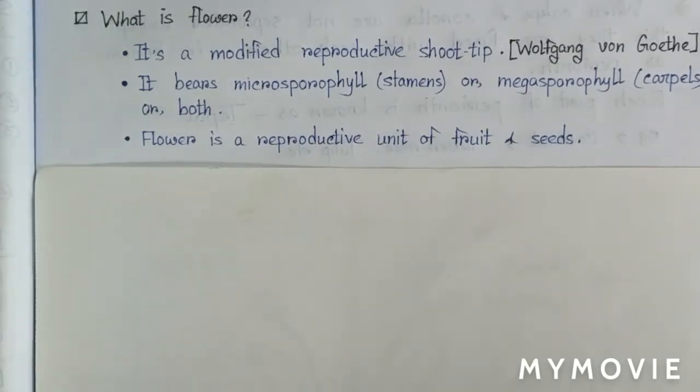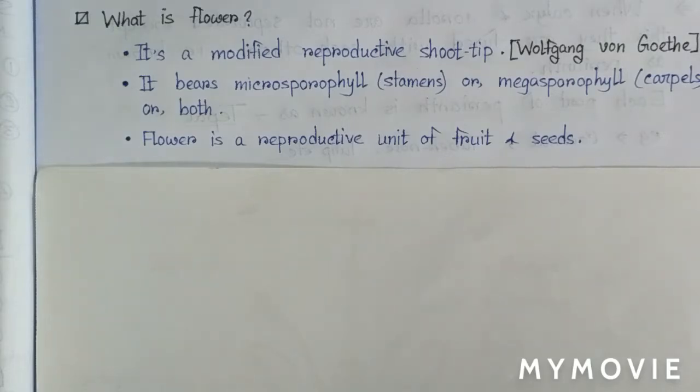Flower is a modified reproductive shoot tip, and the term modified reproductive shoot tip was first coined by Wolfgang von Goethe. It bears microsporophyll or stamens, the male reproductive part, or megasporophyll, that is carpel, the female reproductive part, or bears both. And flower is a reproductive unit of fruit and seed.